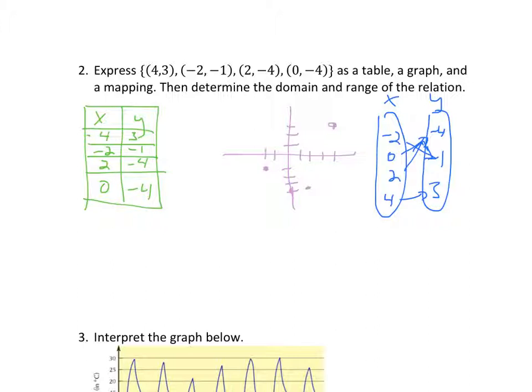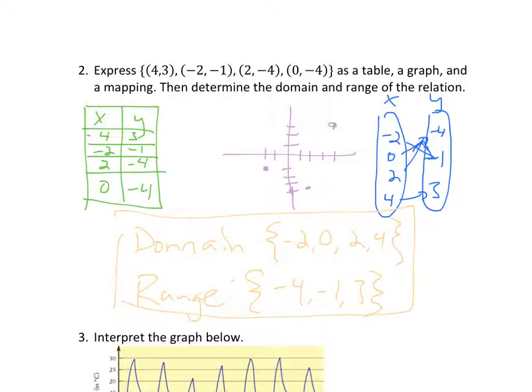Now, the domain and range. The domain is all the x's. So the domain is the set of, we use the squiggly parentheses. So we have, the domain could be -2, 0, 2, or 4. And the range can be -4, -1, or 3. That is all for number 2.